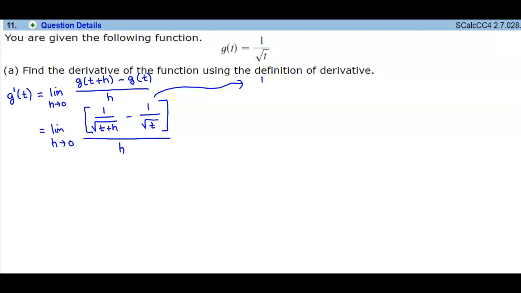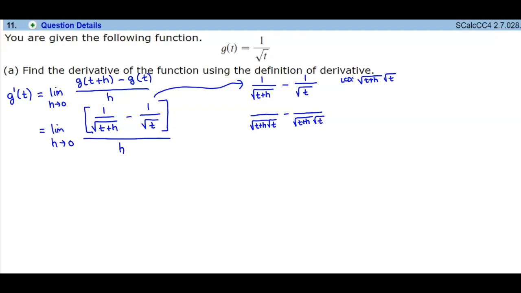So we have 1 over the square root of t plus h minus 1 over the square root of t. So we would say that the LCD, or the lowest common denominator, is the square root of t plus h times the square root of t. So that means we're going to have our new denominator over here, which is the square root of t plus h times the square root of t, minus over here the square root of t plus h times the square root of t.